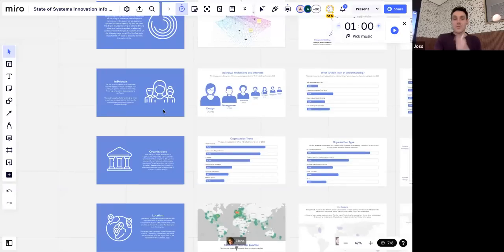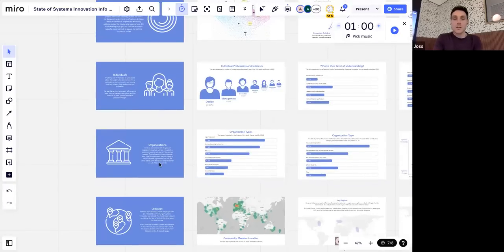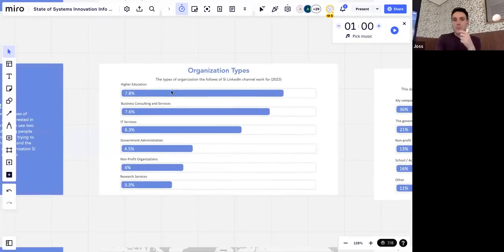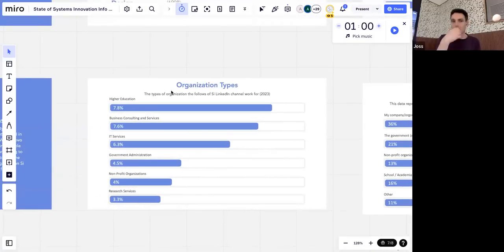Good. So that was individuals, and this is getting to organizations. What type of organizations are they working for? This is from LinkedIn. We get the data around the people who follow our LinkedIn channel, and you can sort them according to the type of organization they work for. I don't think that's a perfect view, but it's one view. Higher education was the main one, then business consulting, IT services, government administration, non-for-profit, and research services. To me, that's somewhat useful, but incomplete.